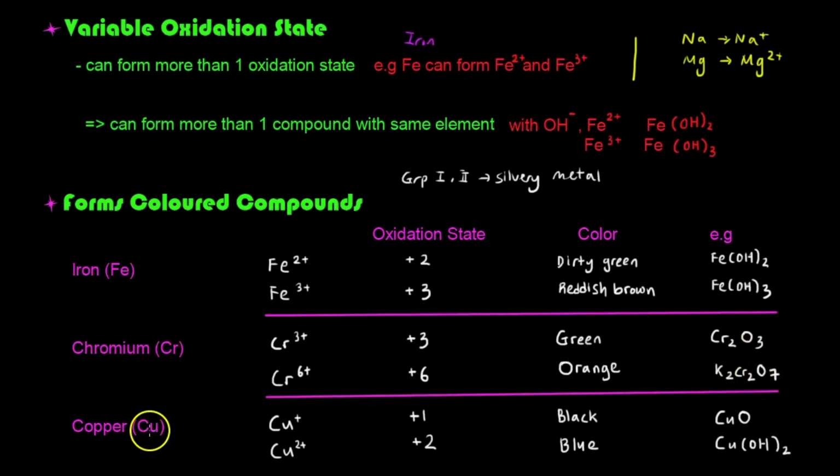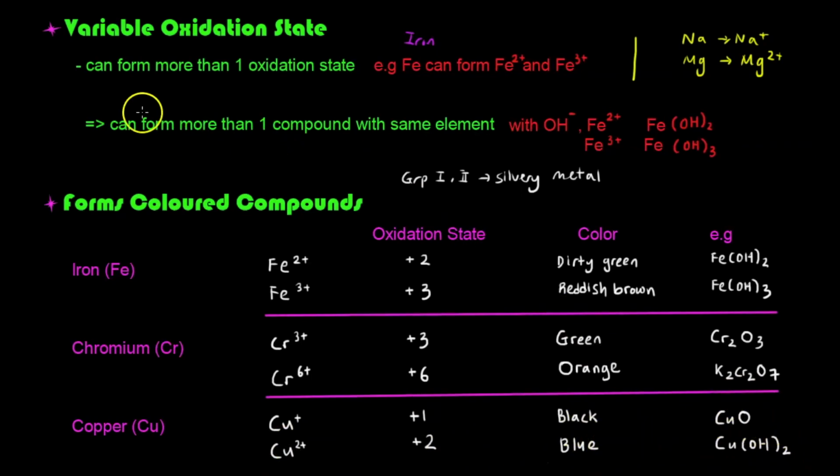Finally, we have an example of copper. Copper can form Cu+ and Cu2+. You see that for Cu+, although it's 1+, I don't write the 1 here, but I have to write +1 in the oxidation state. It's black in color, for example, copper oxide. Cu2+ is +2 oxidation state. It's blue in color and can form copper hydroxide.